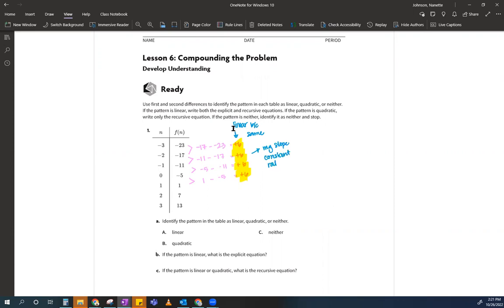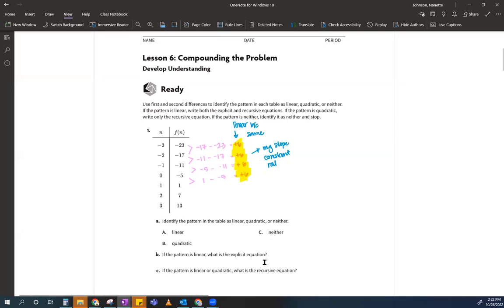How does that help me, Ms. Johnson? Well, because they told you that they want you to find the explicit and recursive if it's linear, this guy shows up over and over and over again in both of those. So, okay, let's go down here. Identify the pattern as linear, quadratic, or neither. So he's linear.